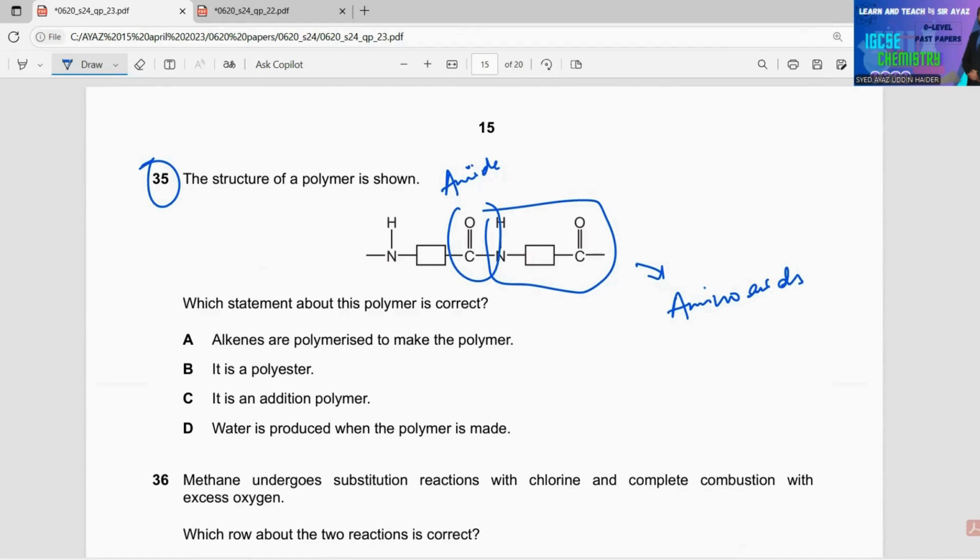A, alkenes are polymerized to make this polymer. This is incorrect. We do not have alkenes as its monomer. B is a polyester. This is wrong. It's a polyamide as it contains an amide linkage. C, it's an addition polymer. This is also incorrect. It's formed through condensation polymerization. D, water is produced when the polymer is made. This one is correct because water is one of the byproducts produced during this polymerization. So D is the right choice in this case.